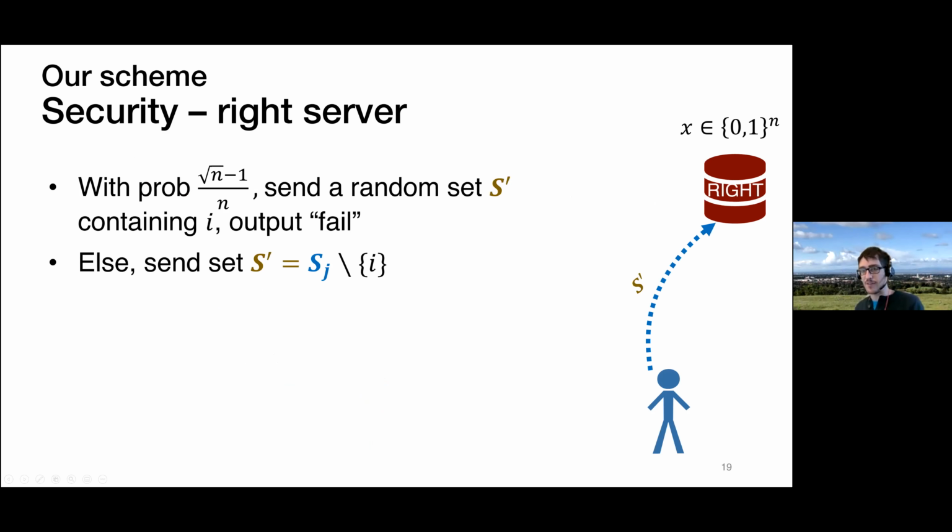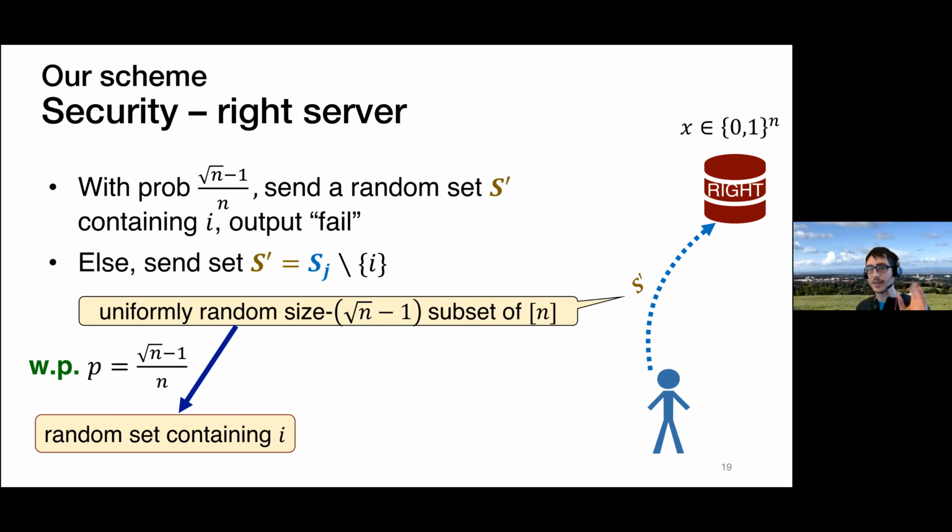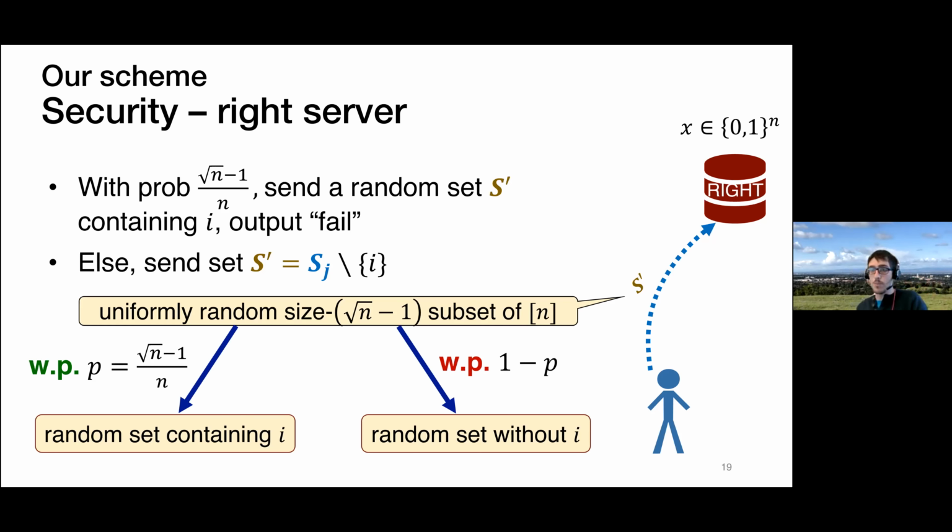For the right server, this is a little bit trickier, but this is where this tweaked sampling enters. And the reason is that by adjusting this probability of sending a random set that contains index I to the right server, what we get is that the view of the right server is basically a uniformly random set of size square root n minus 1. And to get an intuition for why this is the case, let's just look at a particular event, which is: what is the probability that this set contains or doesn't contain I? Based on how we tweak this probability, we can see that with probability square root n minus 1 over n, we remove index I from the set, and the set does not contain I.